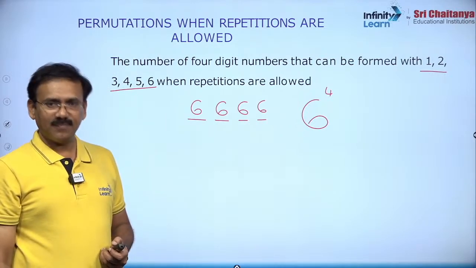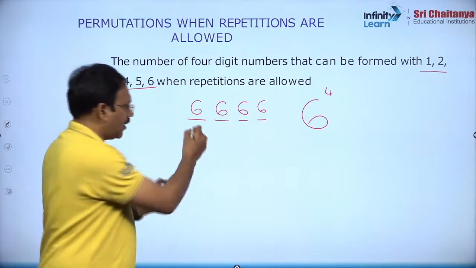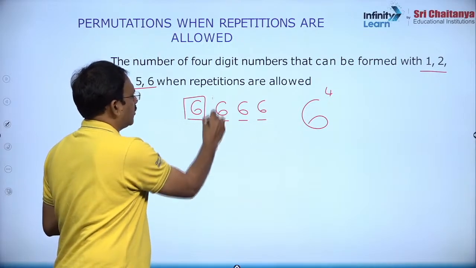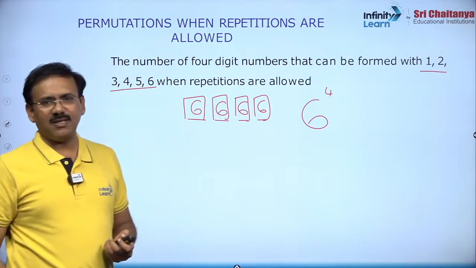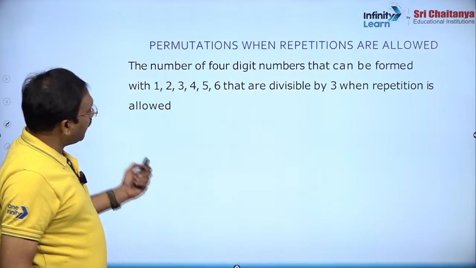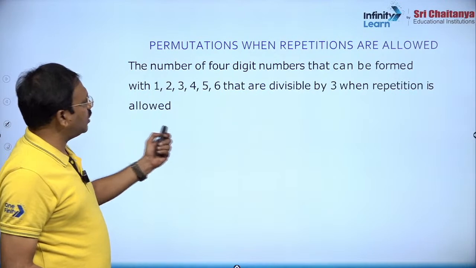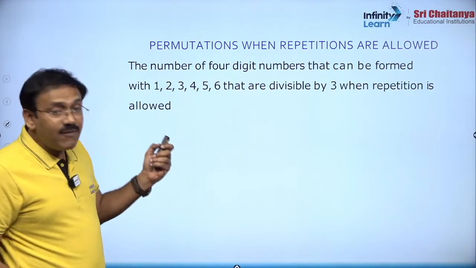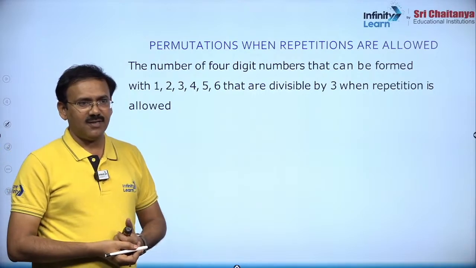Do remember, when repetitions are allowed, we generally call it box logic: put boxes and fill the ways. That is the easiest method, the conceptual one. The next: the number of 4-digit numbers that can be formed with 1, 2, 3, 4, 5, 6 that are divisible by 3 when repetitions are allowed.